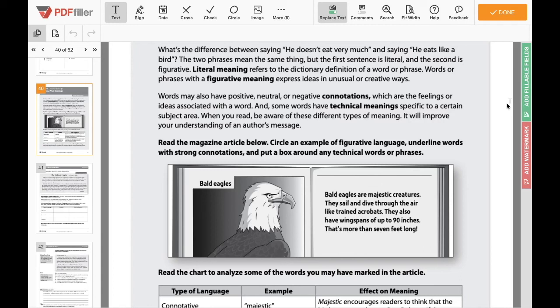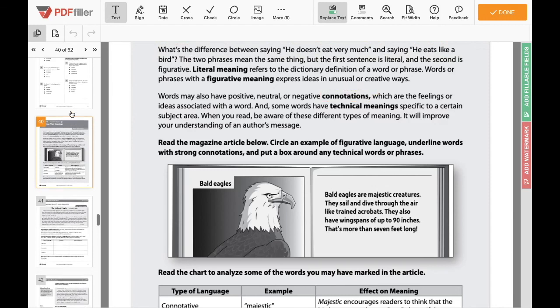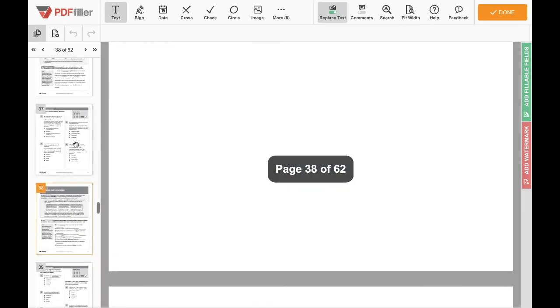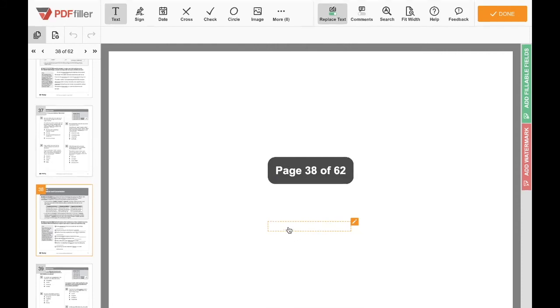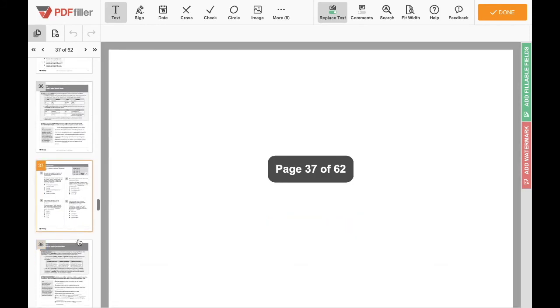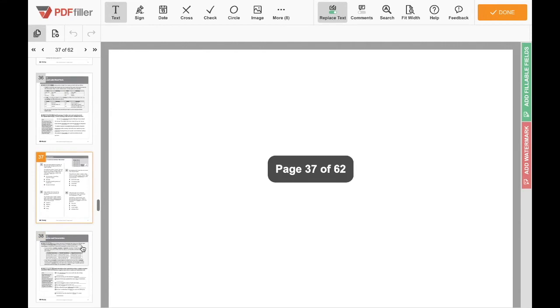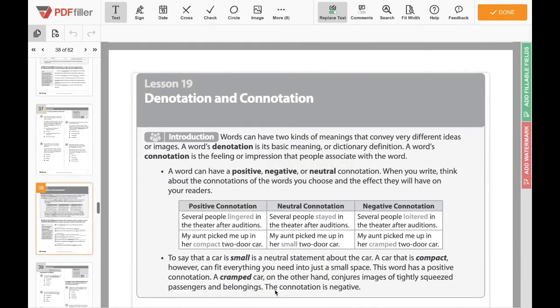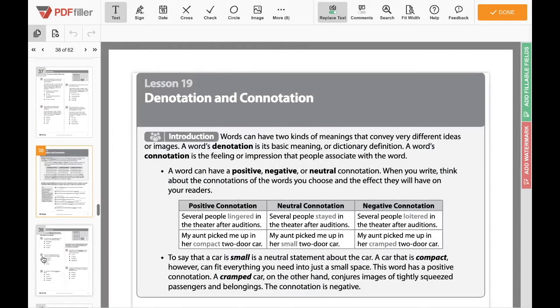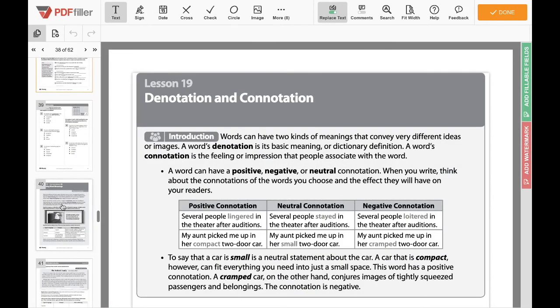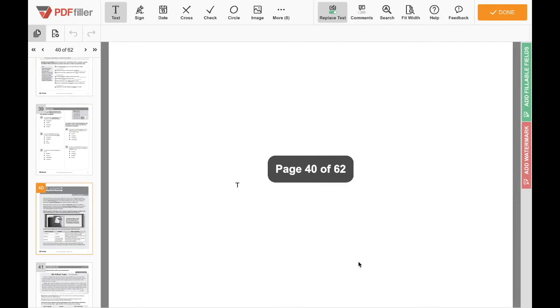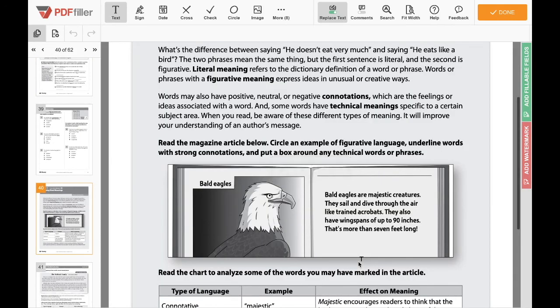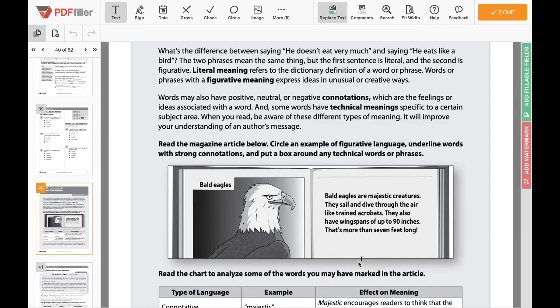Words may also have positive, neutral, or negative connotations, which we talked about back on page 38. I'm trying to pull it up here, but it doesn't want to load for me. That's okay. Denotation and connotation. That's what they're hinting at there: positive, negative, and neutral connotations. Let's get back to that. There we go. It says words may also have positive, neutral, or negative connotations, which we talked about last week. Those are the feelings associated with a word. Hopefully we have a good understanding of that at this point.